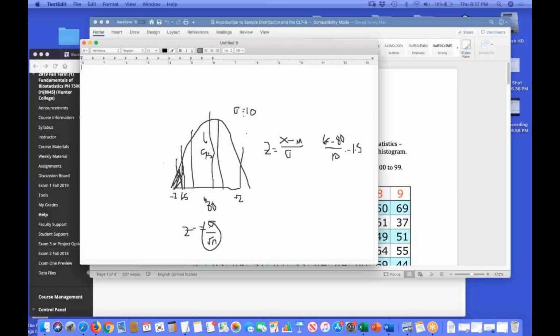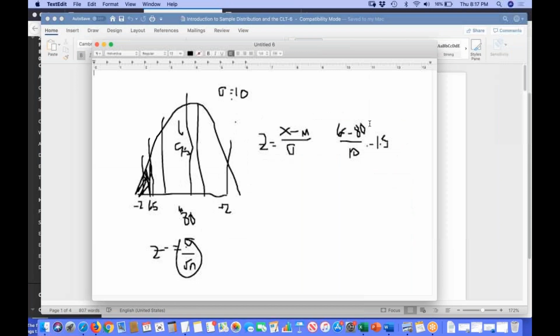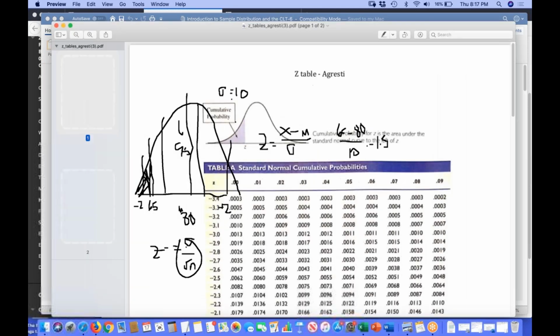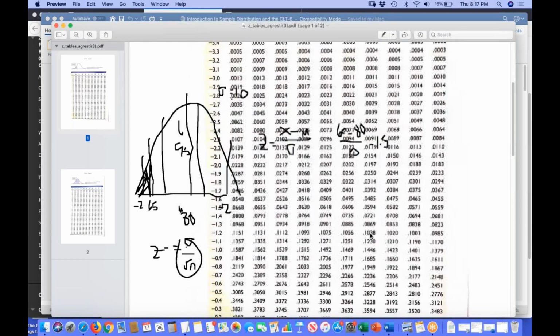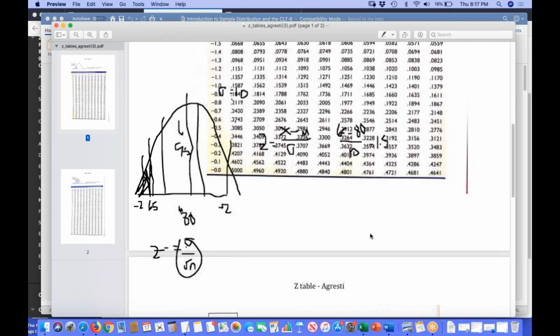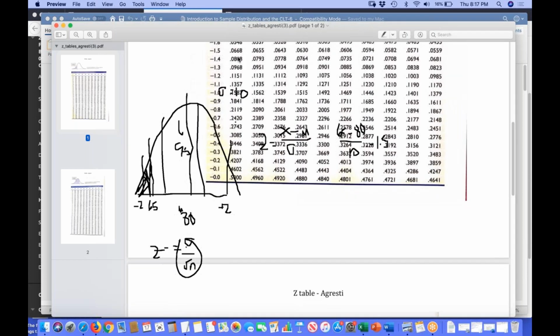So the Z-score is negative 1.5. Now I've got to go to my Z table, which somehow I wound up losing in this process. Okay, here we go. Let's take a look at our table. If I'm looking for a Z-score of negative 1.5, I'm going to bring it up here so I can see it. Negative 1.50, in other words, negative 1.5 and no third digit, it's just a 0. It's going to be 0.0668.